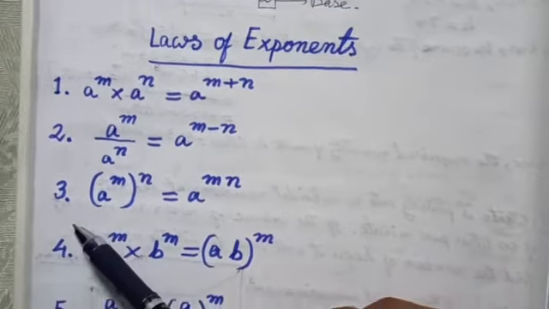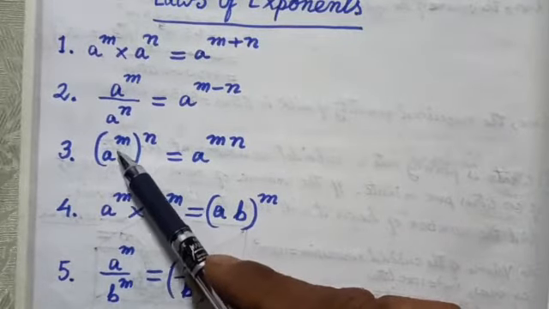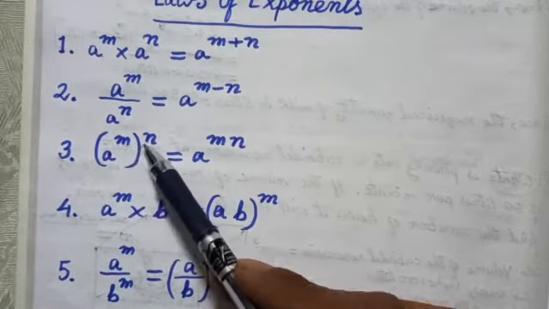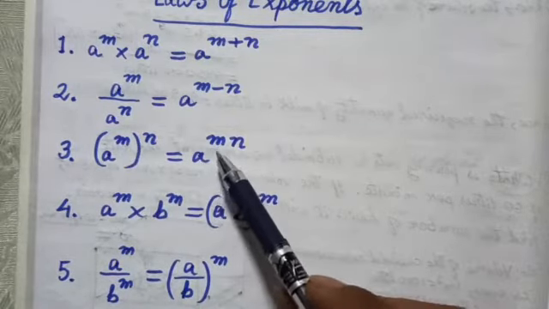Next, law number 3, a to the power m whole to the power n. If we leave this bracket, then these two powers m and n will multiply. That means a to the power mn.